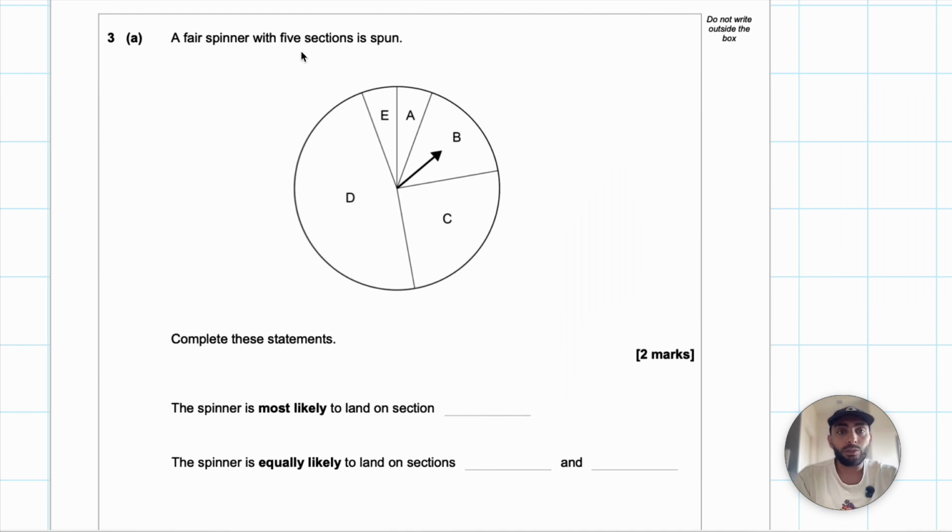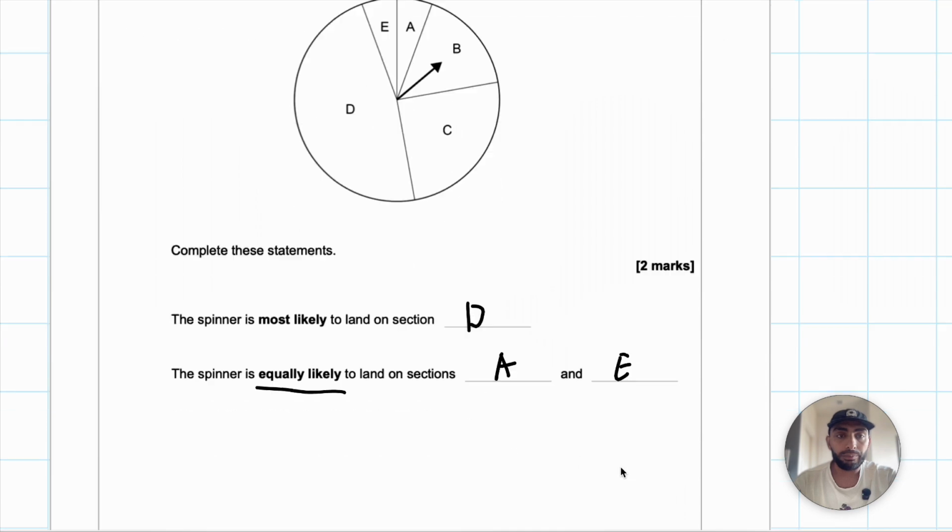Question 3, a fair spinner with 5 sections is spun. Complete these statements. The spinner is most likely to land on section. Which letter is taking up the most area here? So it's going to be D. The spinner is equally likely to land on sections which and which. So which areas are the same as each other? I can see A and E are both the same.